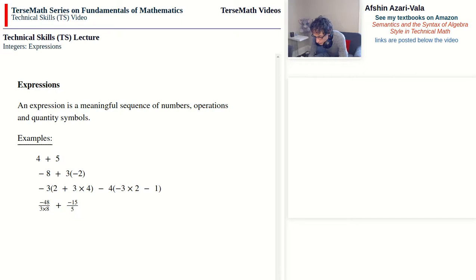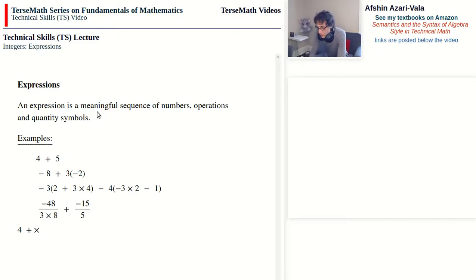Okay, so we call these expressions, and it's important to notice that not just any sequence counts as an expression. So for example, if I wrote let's say 4 and then plus times, this is also a sequence of numbers and operations, but it doesn't count as an expression because it's not quite clear what we need to do. So that's what we mean by meaningful. This is a very important part of the definition, that the expression should be meaningful.